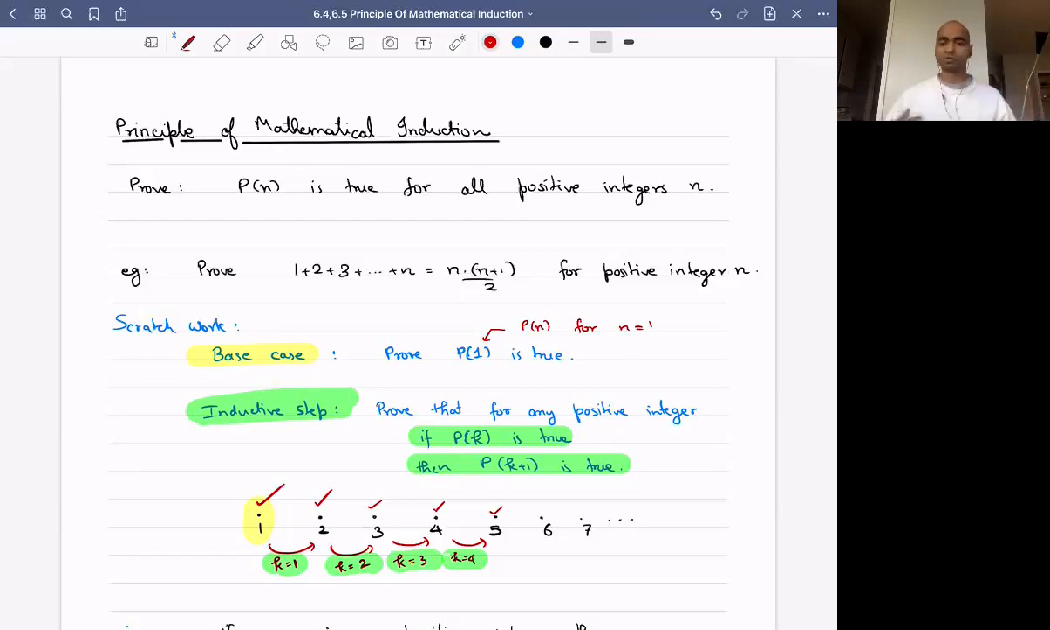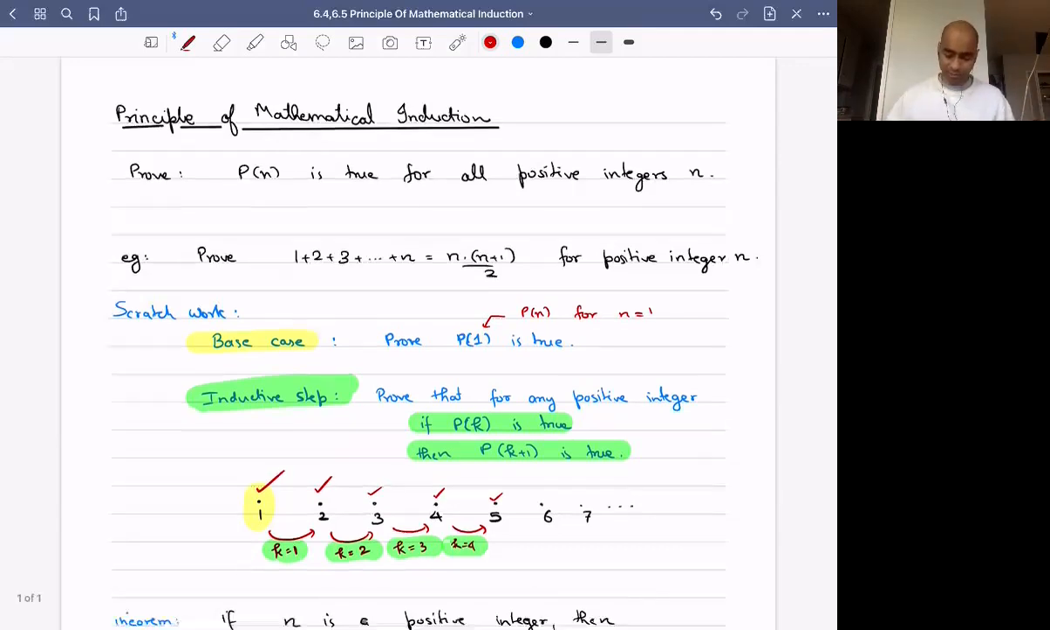You can use direct proofs, proof by contradiction, proof by contrapositive, or proof by cases. Okay, and then when you do more advanced stuff, it might be the case that you have to use induction within induction, and that's totally fine. So let's do the example in more detail.